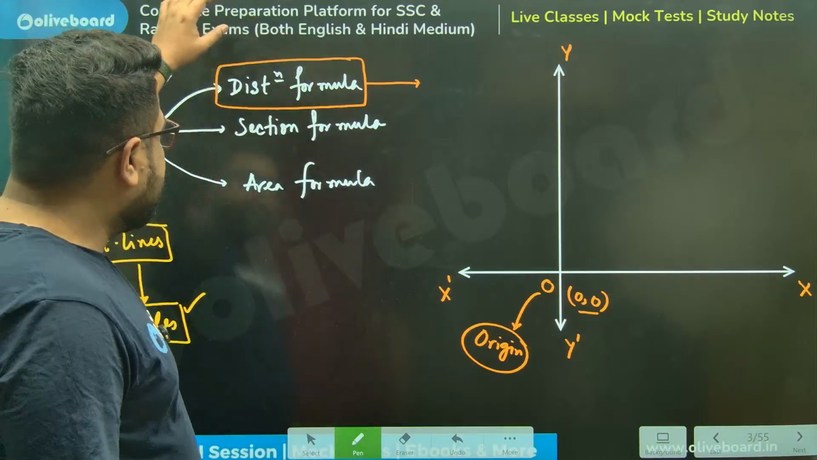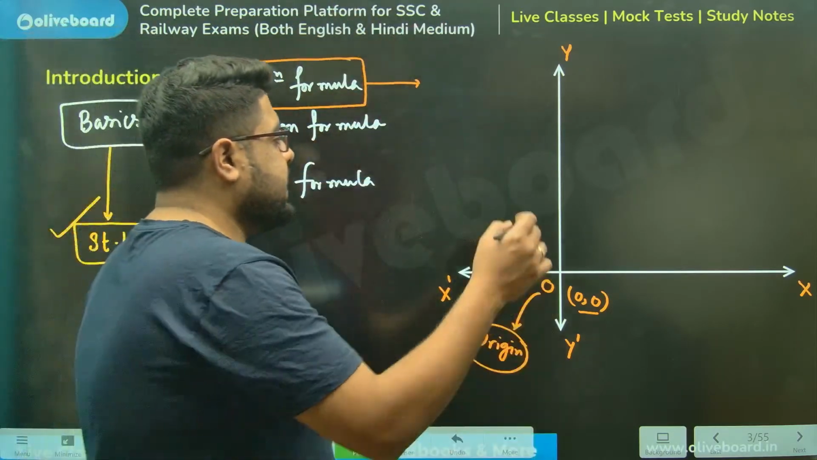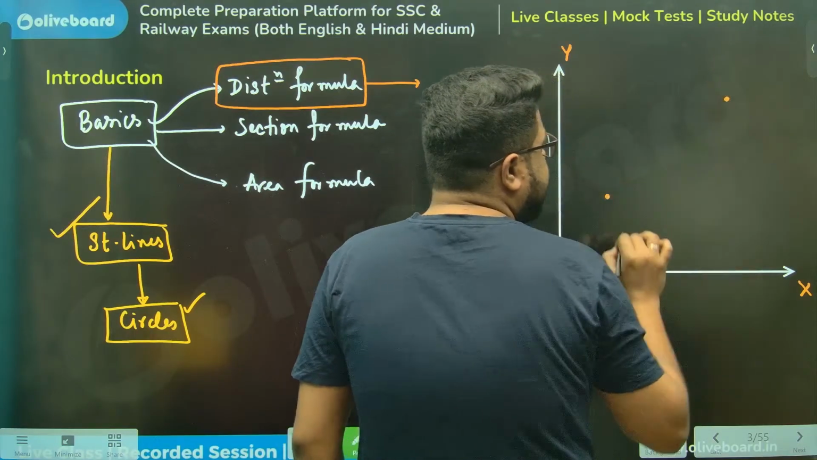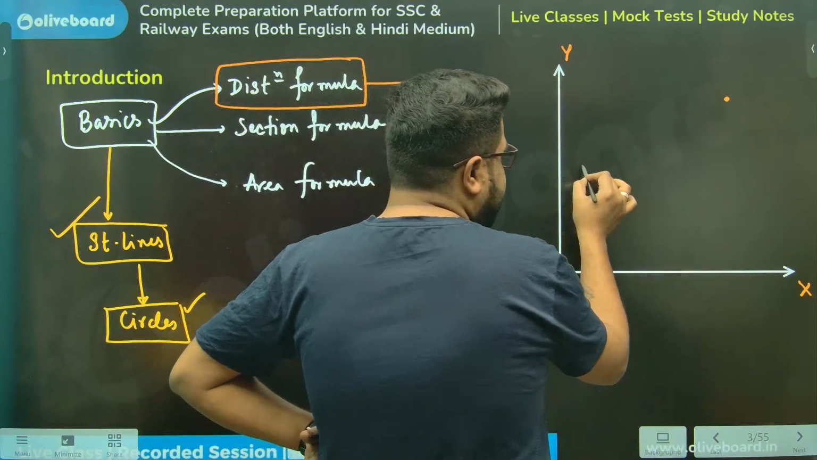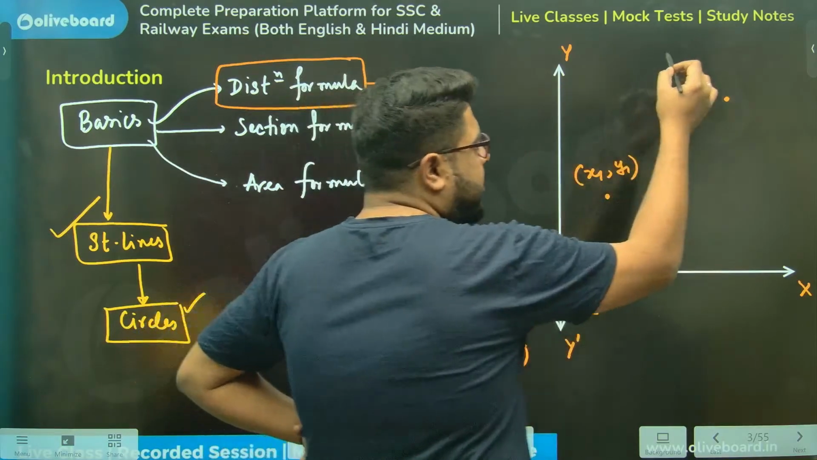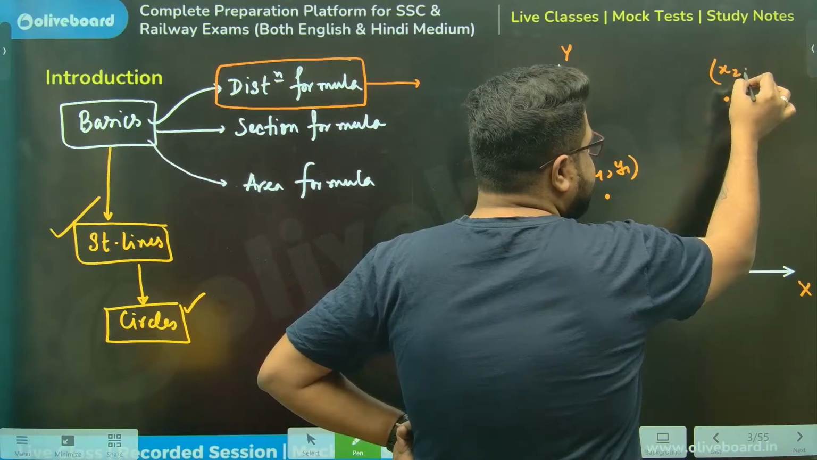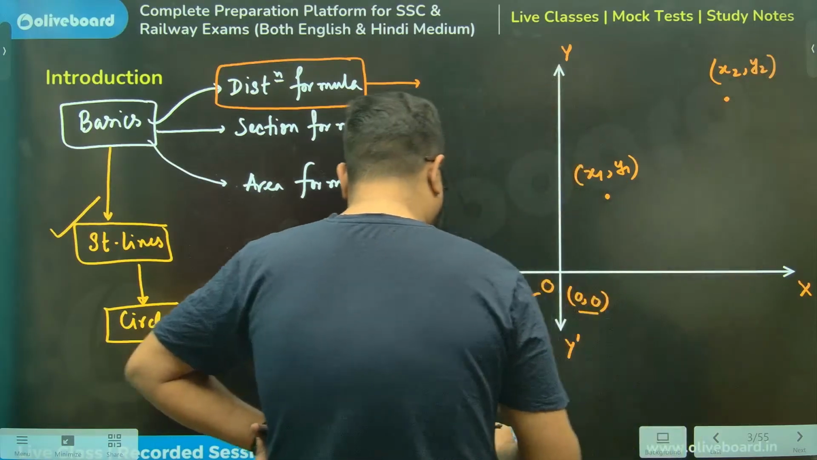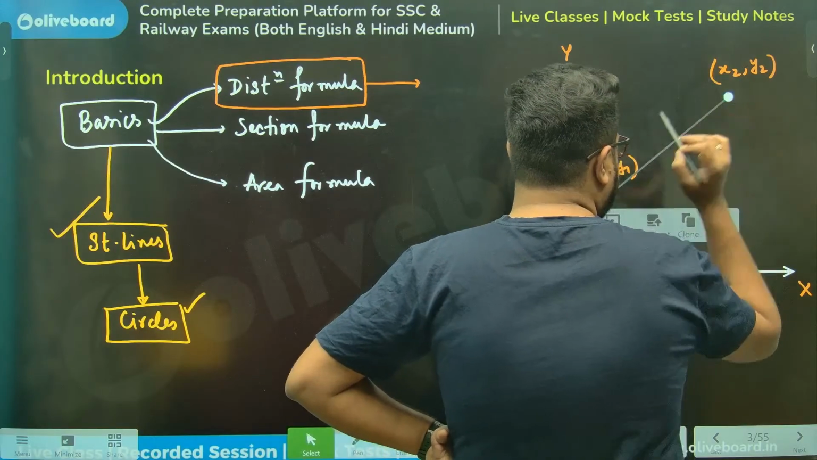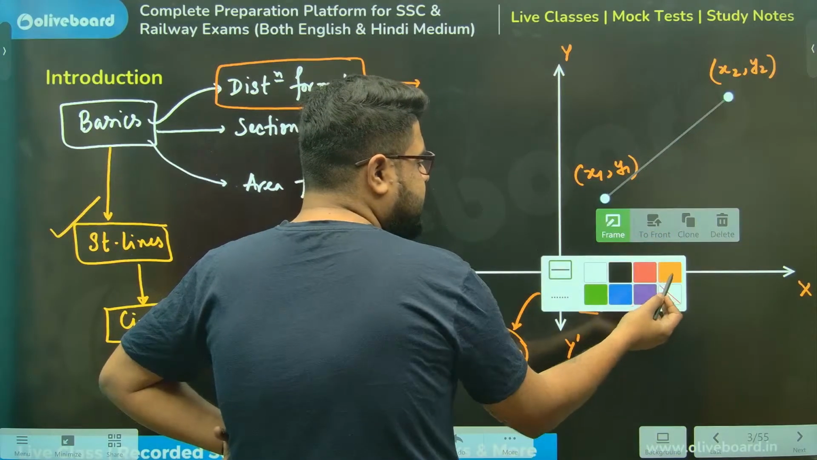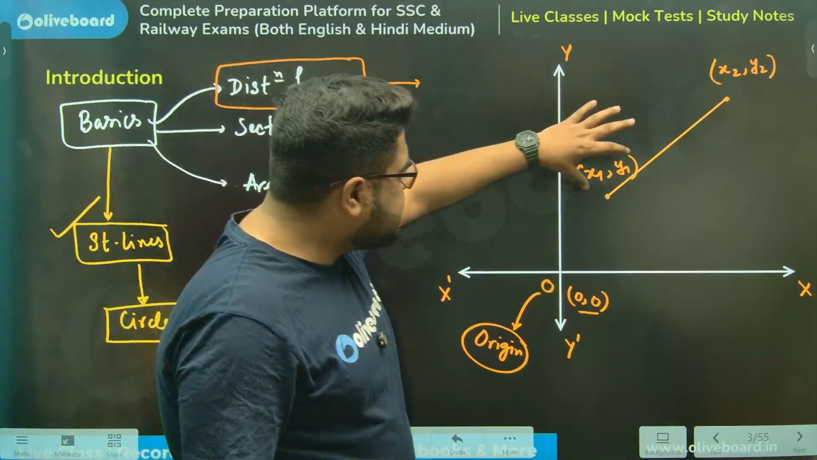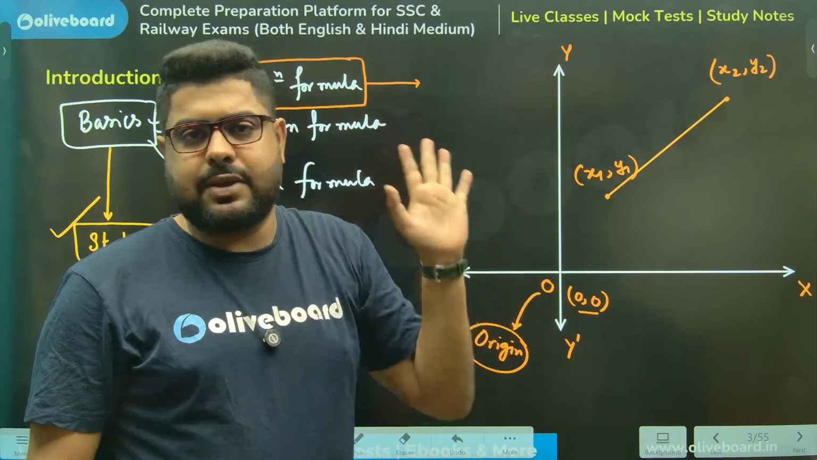Now, what is the distance formula? Let's say there is a point here and there is a point here. And what have they given you? This point, the coordinate they have given you, is x1, y1. And this point is x2, y2. If you join these two points, what is going to be the distance between these 2 points? That's the simple question, everyone.